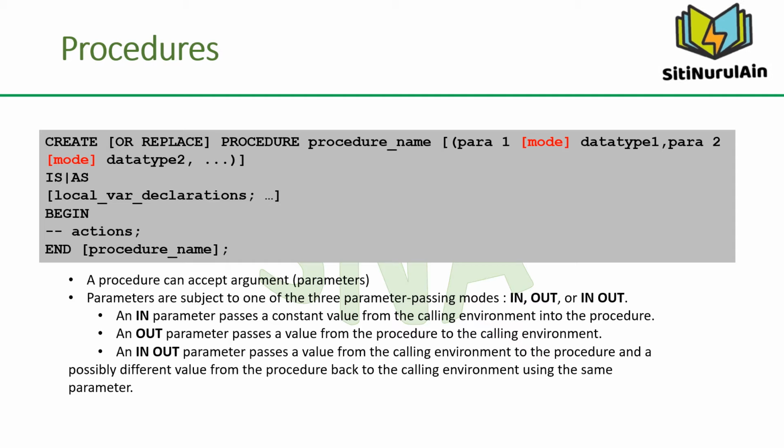Parameters are subject to one of the three parameter passing modes: IN, OUT, or IN OUT. An IN parameter passes a constant value from the calling environment into the procedure. An OUT parameter passes a value from the procedure to the calling environment. An IN OUT parameter passes a value from the calling environment to the procedure and a possibly different value from the procedure back to the calling environment using the same parameter.